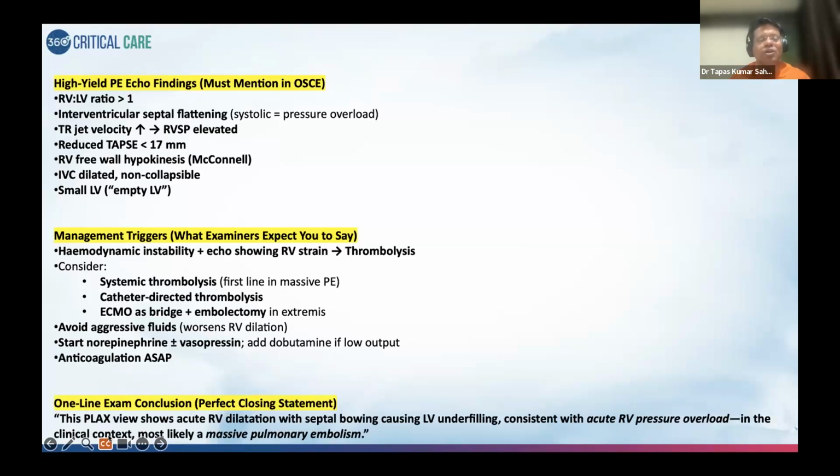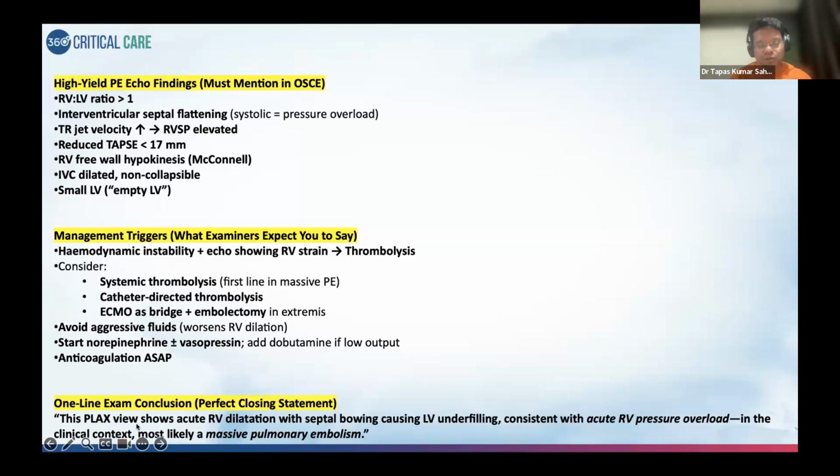Parasternal long axis view showing acute right ventricular dilatation with septal bowing causing LV underfilling, consistent with acute right ventricular pressure overload. In the typical clinical context, I would be concluding that this patient is most likely a massive pulmonary embolism. Most likely, these words are the buzzwords. The examiner would love to hear these words.